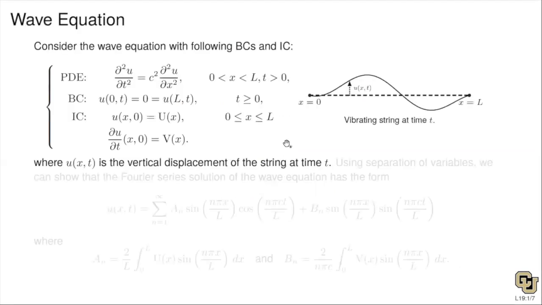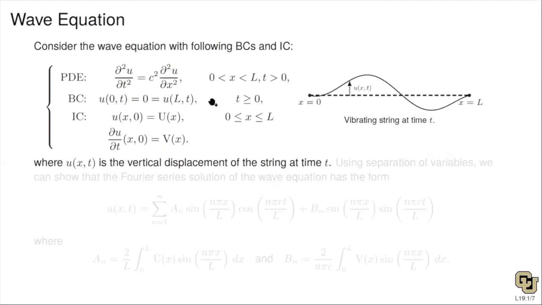So just to remind you, your new favorite PDE, the wave equation: we've got two partial derivatives with respect to t equal to c squared times two partial derivatives with respect to x, right? And that second partial with respect to t on the left-hand side, that's what makes it different from the heat equation. And we have our fixed boundary conditions here.